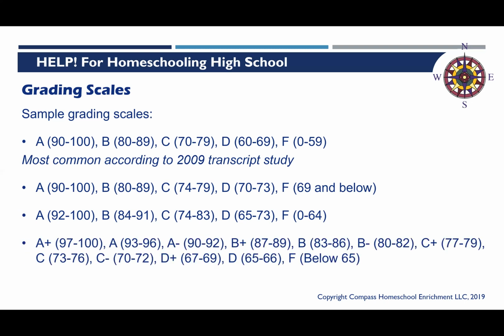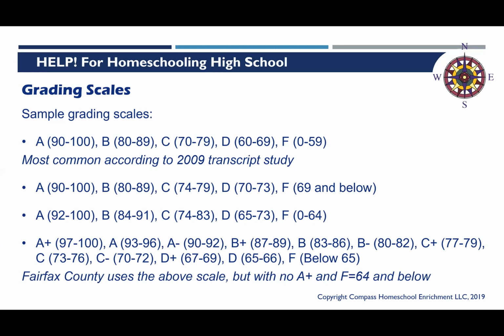And you can see a sample here of a scale that uses pluses and minuses. This one going from an A+, being in the 97 to 100 range, down to an F, 65 and below, with most increments being about 4 points. And for those in Northern Virginia, just as a data point, Fairfax County uses that plus and minus scale, but they do not award A+, and their F begins at 64 and below.